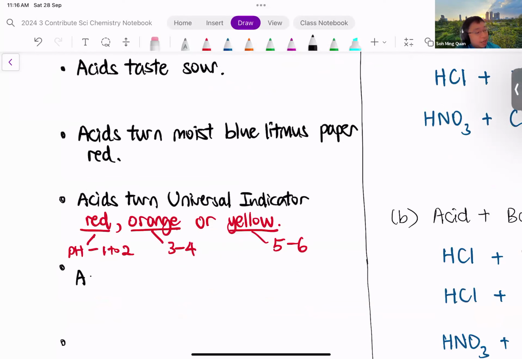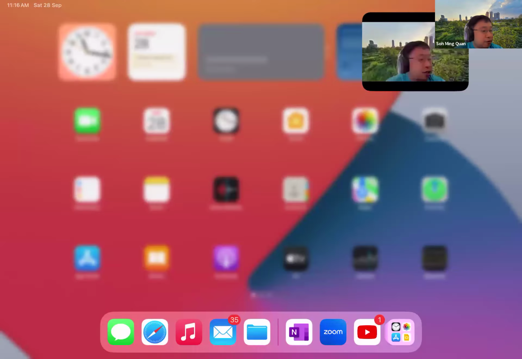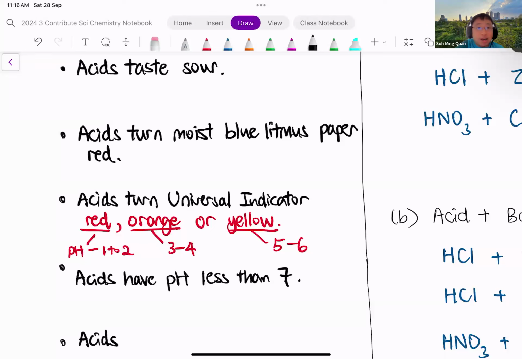Now, besides that, the next physical property, acids have a pH value less than 7. And finally, the last physical property has to do with conducting electricity. Now, talking about conducting electricity, acids do not conduct when they are gaseous. So if it's gaseous, it won't conduct electricity.